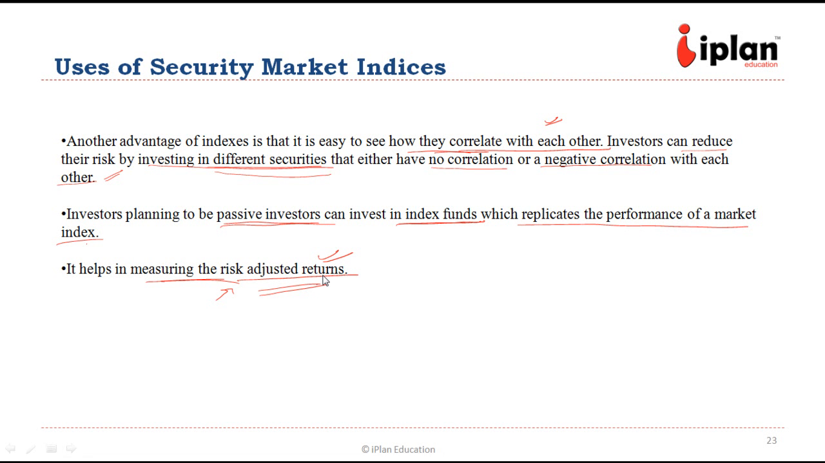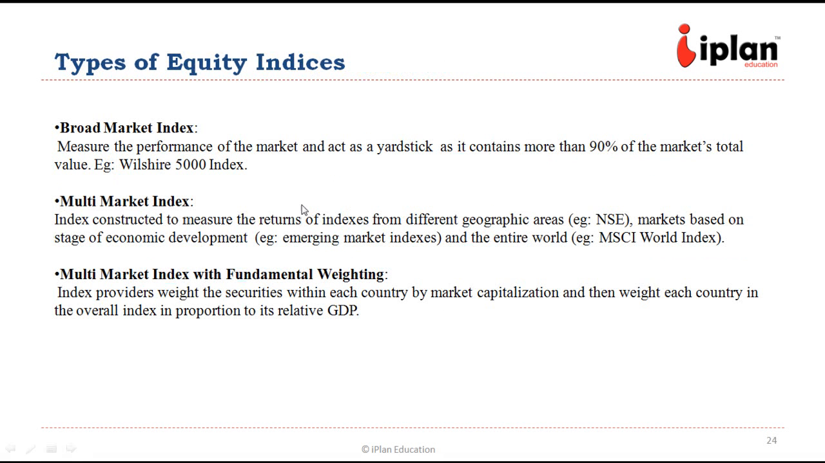Now let us look at the next topic, which is types of equity indices. So we can have various kinds of equity indices. For example, broad market index, the index which covers almost all the companies of the market. So it measures the performance of the market and it is acting as a yardstick which contains more than 90% of the market's total value. So it is a better representative, although it is difficult to calculate. For example, Wilshire 5000 index.